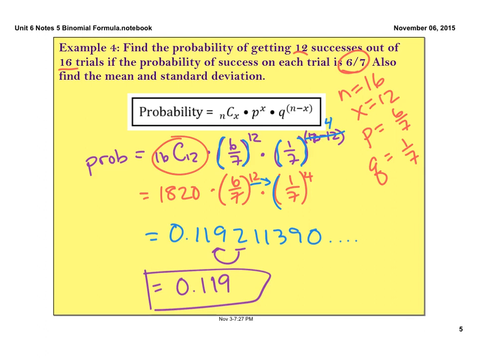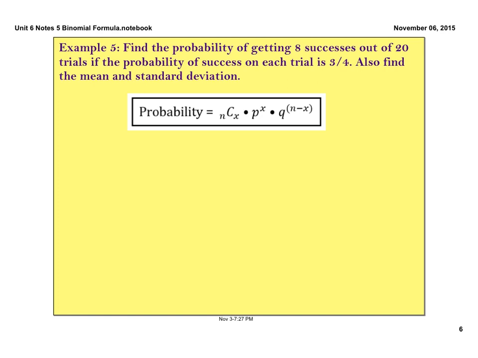All right, one last example. Find the probability of getting 8 successes out of 20 if the probability of success on each trial is 3/4. Oh, and again, we're skipping that mean and standard deviation. Refer back to lesson 3 if you need more help with that. So my n is equal to 20. My x is equal to 8. 8 successes, 20 total. My probability is equal to 3/4.